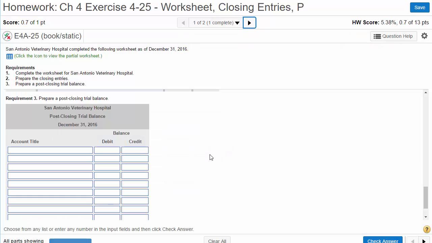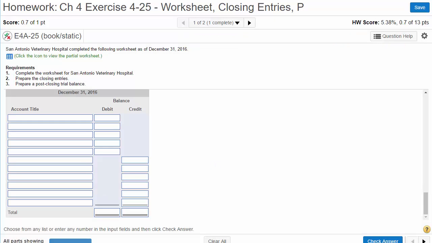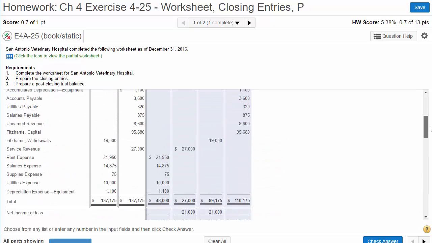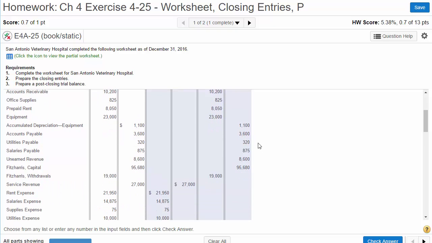Okay, and then the last step is to prepare a post-closing trial balance. So to create a post-closing trial balance, we're going to go back up here, and we're going to get the data from our worksheet. So which of these accounts have been closed? Well, the revenues have been closed, and the expenses have been closed. So all and draws have been closed. So everything from capital up is going to appear on the trial balance.